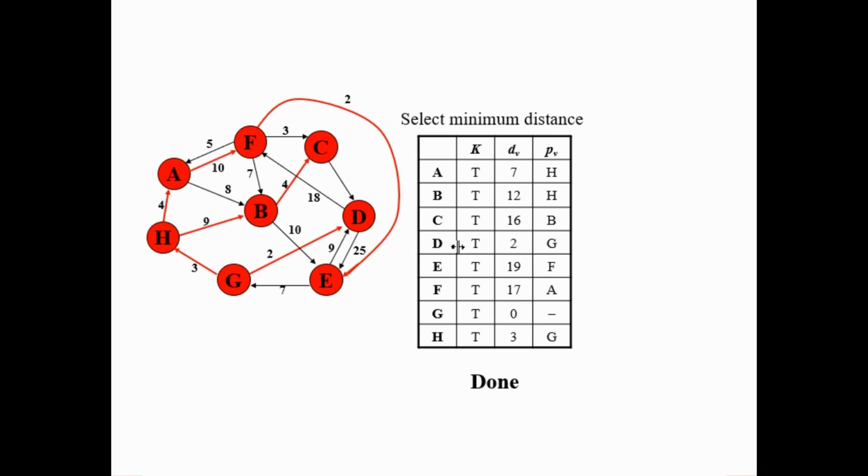starting from G to C, we can take the route G to H to A, to B to C. So this is the route that it can take. It cannot take any other route. So this is how you calculate the shortest distances to all the nodes via Dijkstra's algorithm.